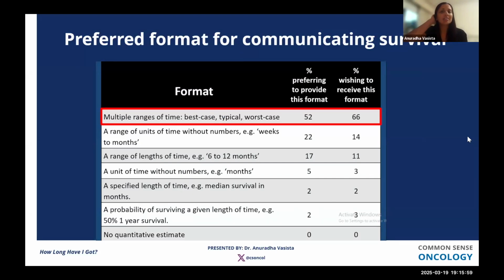And we asked oncologists, when you give information, how do you prefer to provide it? And then if you were a patient and you were going to receive this information, how would you like to receive it? Scenarios for survival was the most popular in terms of preferring to provide that information, but also over 2/3 wanted to receive information in this way. Interestingly, only 2% wanted it in the way of a median survival, and about 20% wanted it in the way of units of time without numbers, so weeks to months. And no oncologist said that they would give no quantitative estimate. So I think everyone's providing some form of an estimate.